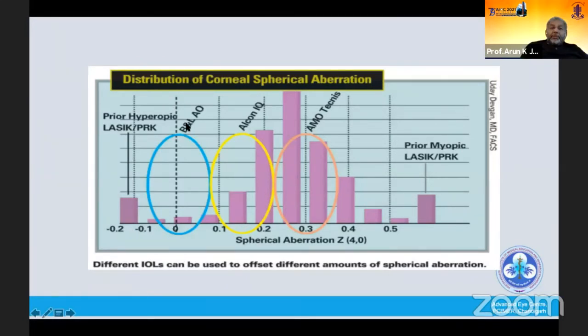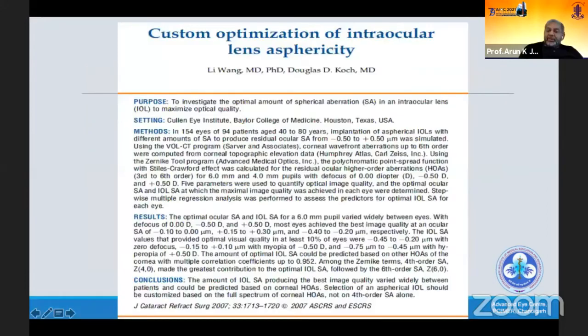This diagram shows different types of IOL with different asphericity. This has 0.27 micron, this has around 0.2 micron, and this is aspheric neutral. In a post-myopic LASIK eye, we would like to use a lens with the maximum spherical aberration, like the Amo Tecnis. And in a post-hyperopic eye, we would like to use a lens with a negative spherical aberration, which could be a normal non-aspheric lens.